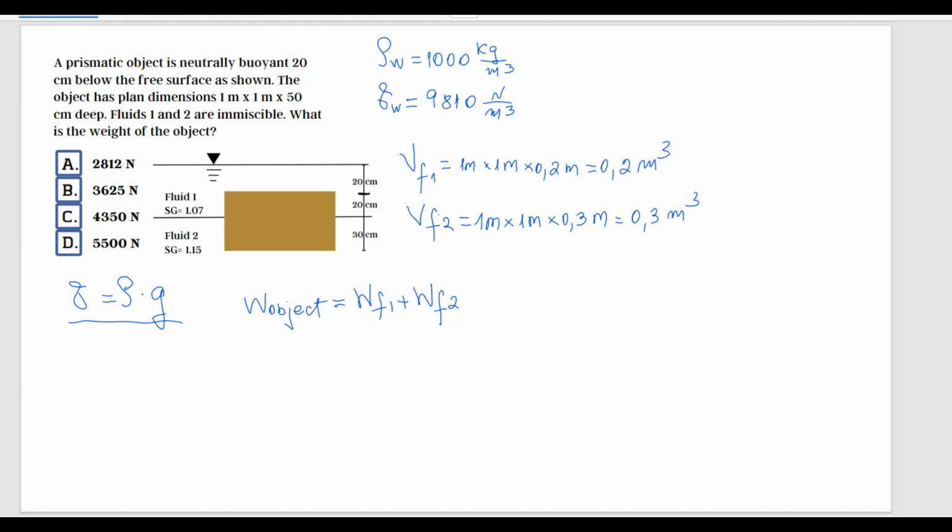Wonderful. So now let's calculate the weight of fluid 1. Let's continue. So weight of fluid 1 is going to be equal to unit weight of fluid 1 multiplied by volume of fluid 1 plus unit weight of fluid 2 multiplied by the volume of fluid 2. Great. So now we have to calculate the unit weight of these two fluids.